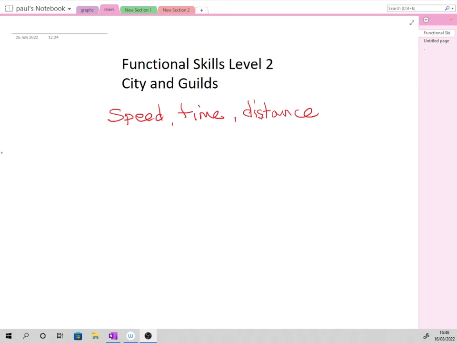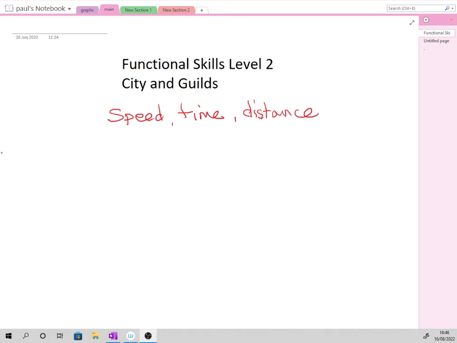Right, speed, time, distance this time. There is a relationship between all of these things. If you think about being in a car or on a train, traveling along, the faster you go, the less time it will take you to cover the same distance. If you allow more time, you can cover more distance.